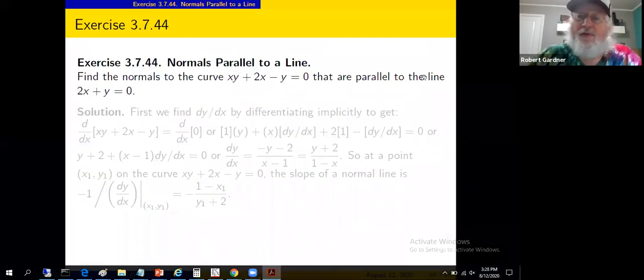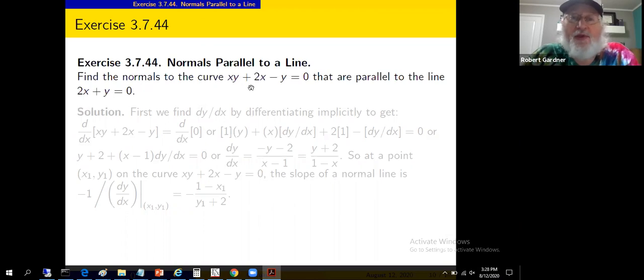Let's look at number 44. This time, they want us to find the normals to the curve, xy plus 2x minus y equals 0, that are parallel to the line 2x plus y equals 0. Okay, so this is quite similar to what we just did, but they've given the information somewhat more indirectly.